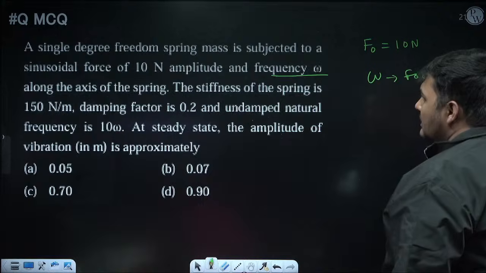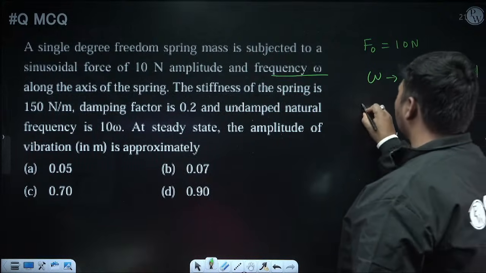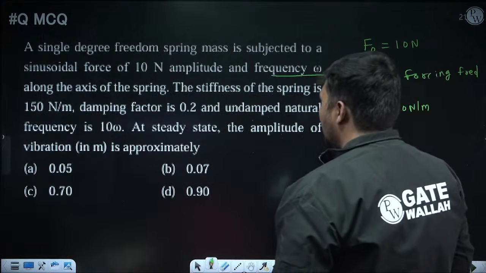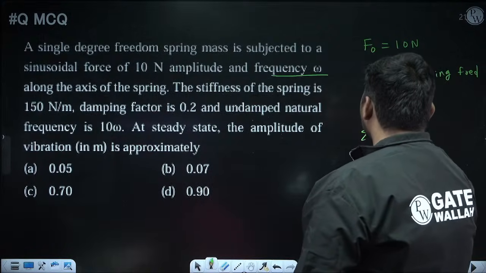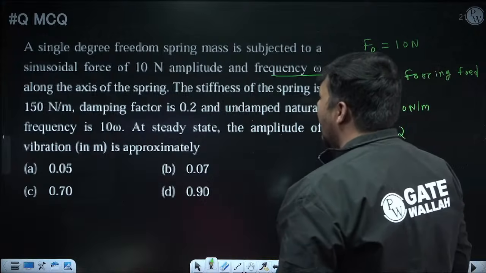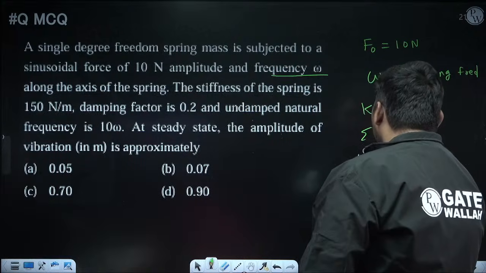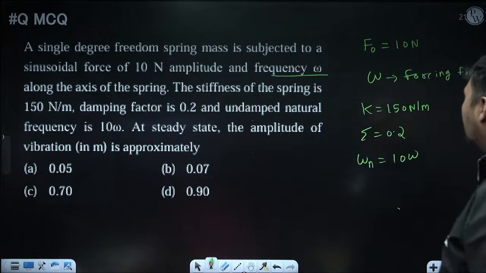Okay. Now the stiffness of the spring is 150 Newton per meter. K is given. And damping factor is 0.2, zeta is given. Undamped natural frequency is 10 omega. Means omega n is given. Omega n is 10 omega. It is given in terms of omega.